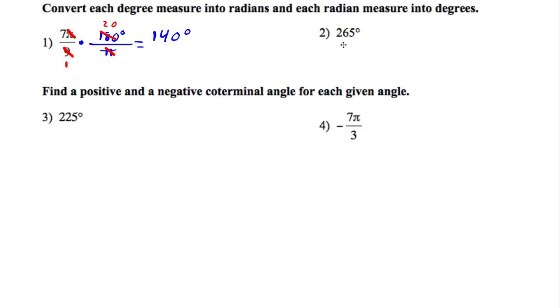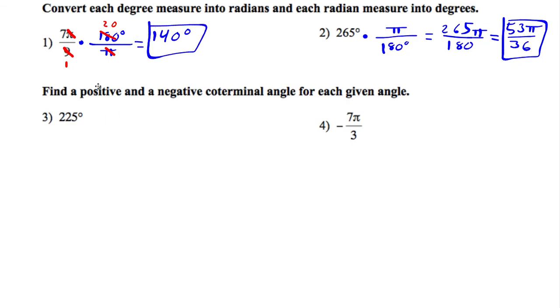Simple enough. Right here, I'm going to multiply this by pi over 180 degrees. The degrees cancel out, so I'm left with 265 pi over 180. But of course we can reduce that, so we need to reduce that. So if we simplify this, we actually get 53 pi over 36.